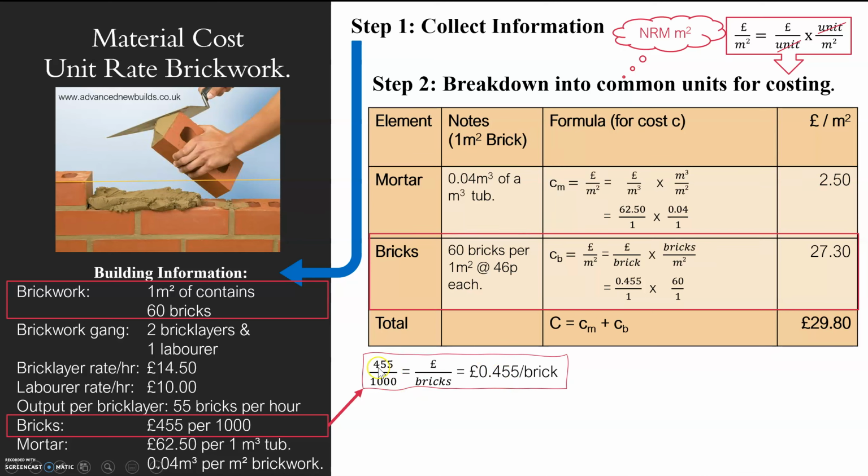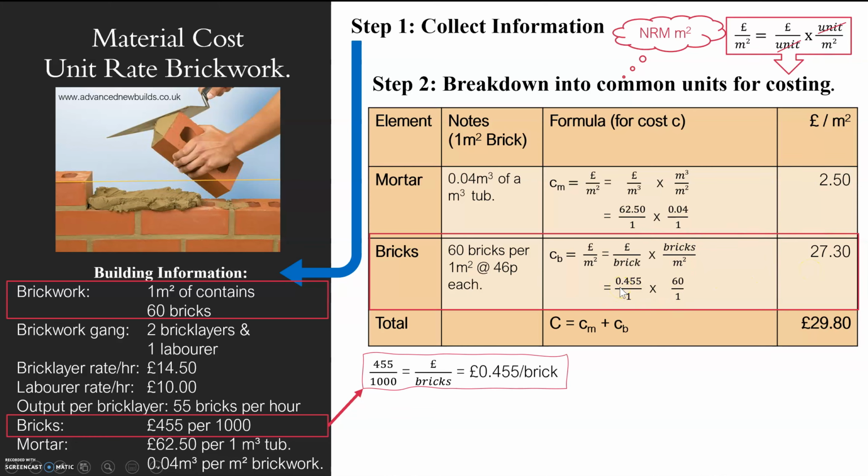So it's the same if it was 400 over 1, it'd be a 4:1 ratio, wouldn't it? So you just do it like that. Okay, there's the calculation there. £0.455 per brick. So I've just literally written it in there. £0.455 per 1 brick times by 60 bricks per metre squared. Okay, and then what have I got? £27.30.